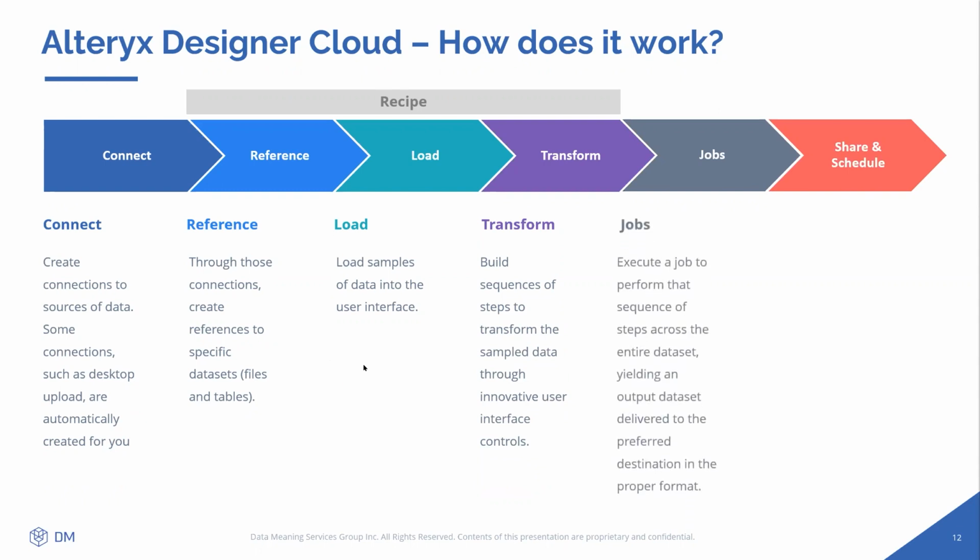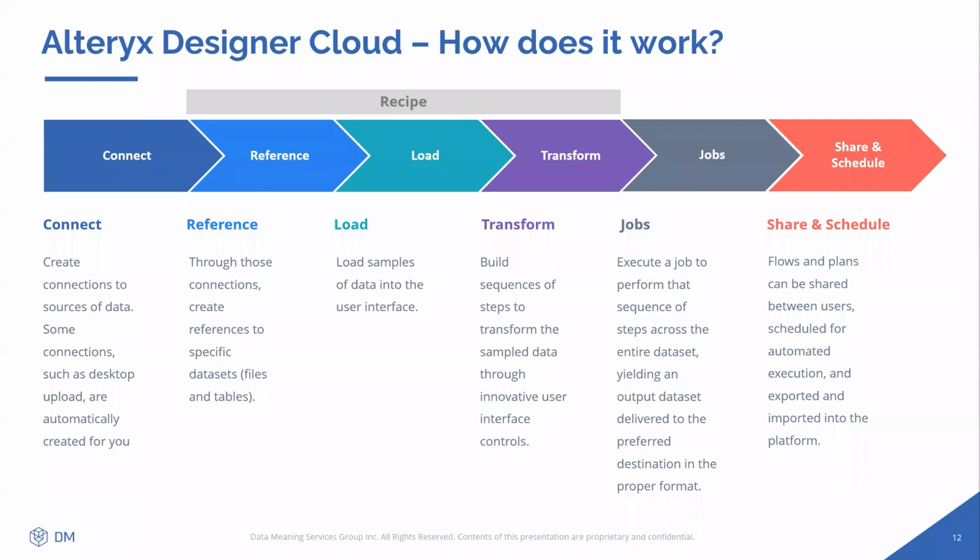And then we create a job. We're going to execute a job to perform that sequence of steps across the entire dataset, yielding an output dataset delivered to the preferred destination in the proper format. And then after that, flows and plans can be shared between users, scheduled for automated execution, and exported and imported into the platform. Now let's move one step further into this process to understand it in detail.